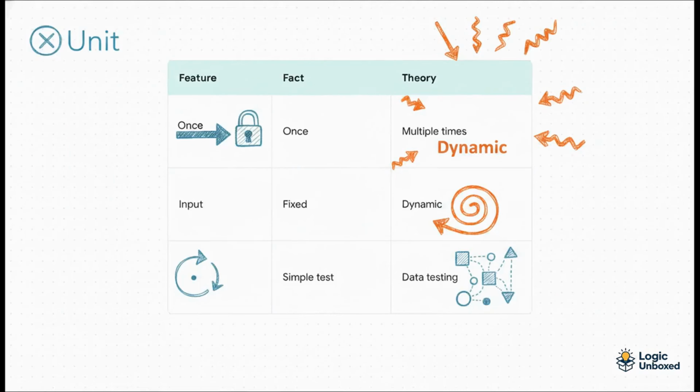Okay, let's break this down even further with this table. On one side, you've got fact. It runs once. Its input is totally fixed, hard-coded right there in the test. The use case? Super simple, isolated scenarios. Then you look at theory. It runs multiple times. Its whole purpose is to take in dynamic input. This is your go-to for data-driven testing, for when you need to check a bunch of different cases all at once.